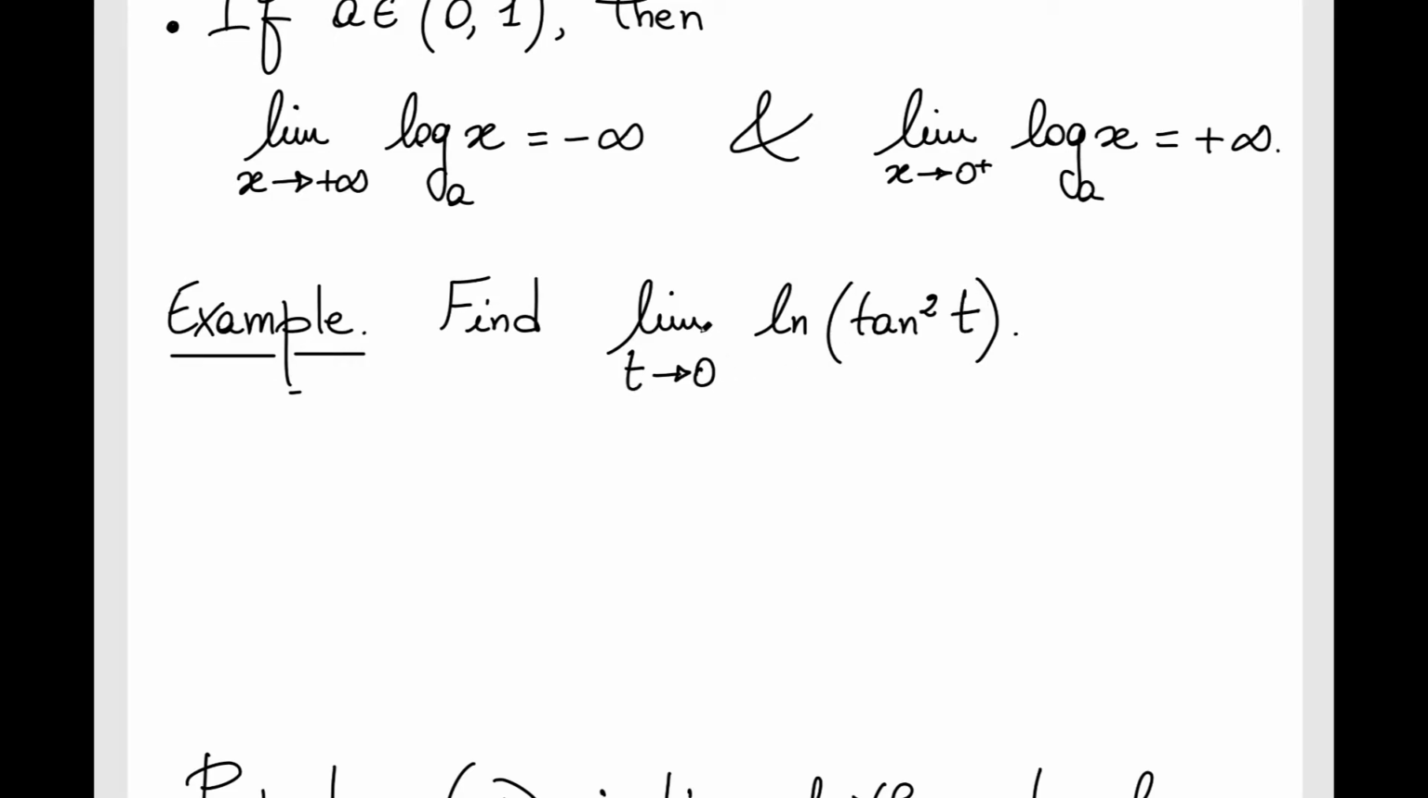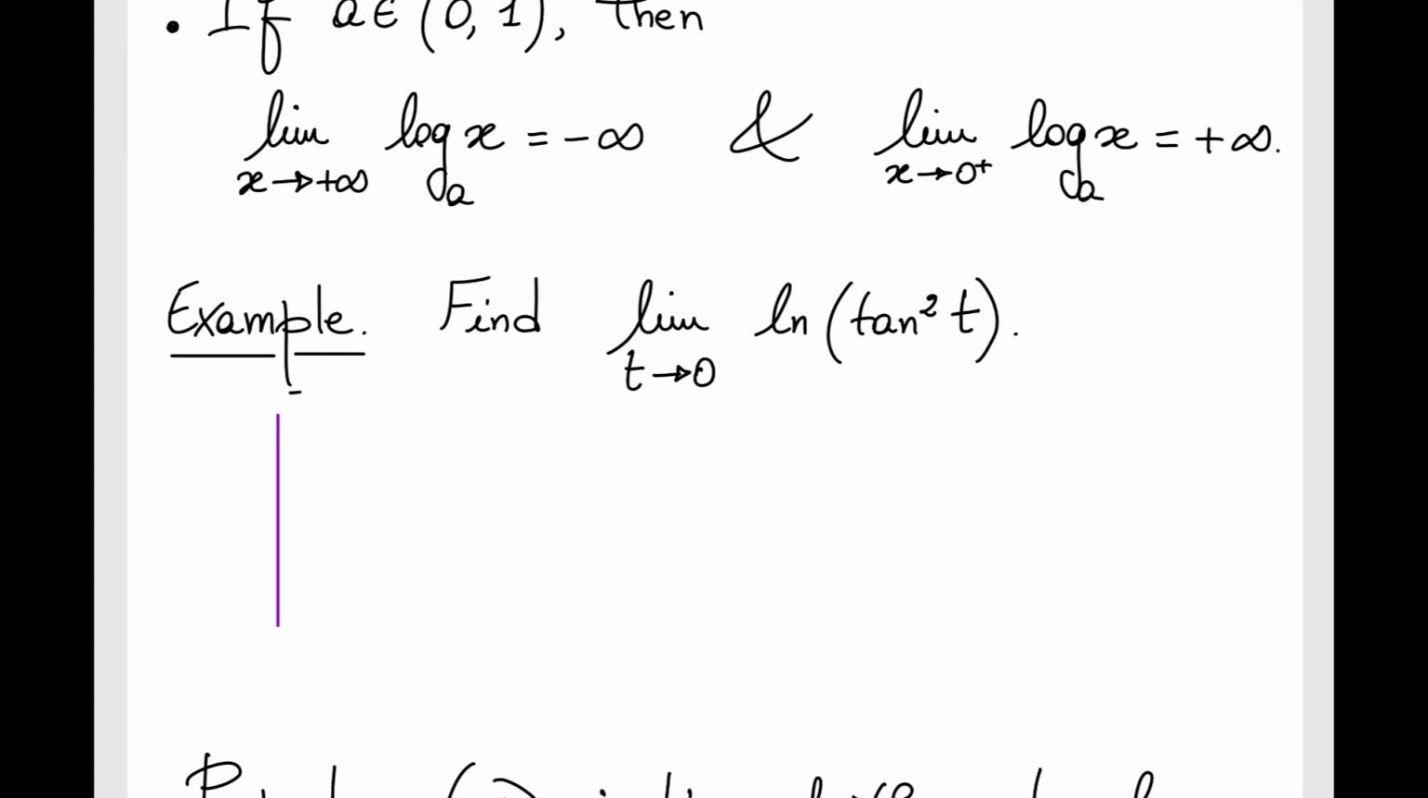So one more time. Find the limit as t goes to 0 of the function ln of tangent squared of t. All right, so here's the question. Where does tangent squared t go if t goes to 0? Where does this function go as t goes to 0? Remember how you graph tangent of t? Well, that's the graph of tangent of t.